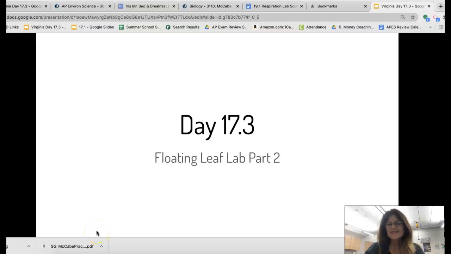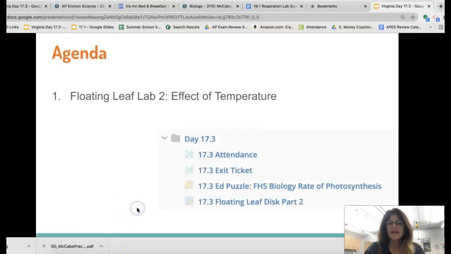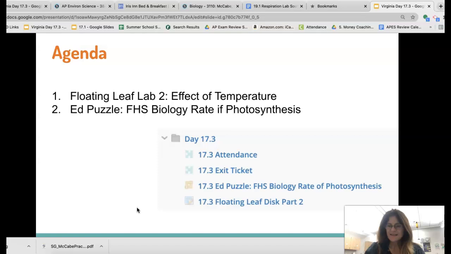Hi biology students, today we're going to do the Floating Leaf Lab Part 2. Today we're going to be testing the effect of temperature on the rate of photosynthesis.